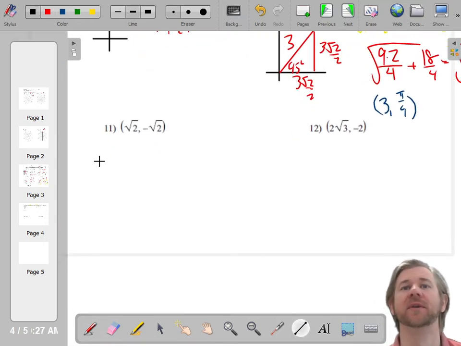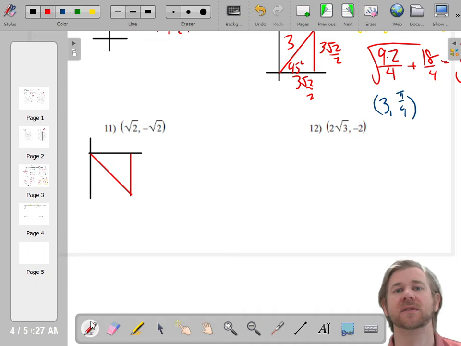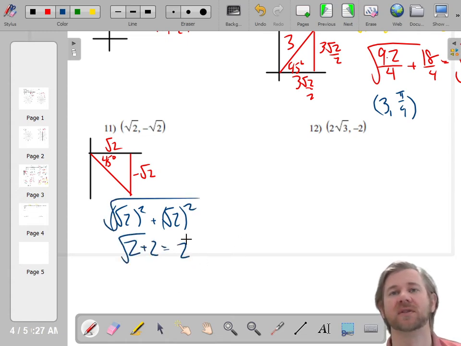Positive radical 2, negative radical 2. So again, I have a 45-degree reference angle because x and y are the same. So this is radical 2, and this is negative radical 2, which means this is 45. So I will say radical 2 squared plus radical 2 squared. 2 plus 2 is 4. The square root of 4 is 2. So this is 2.